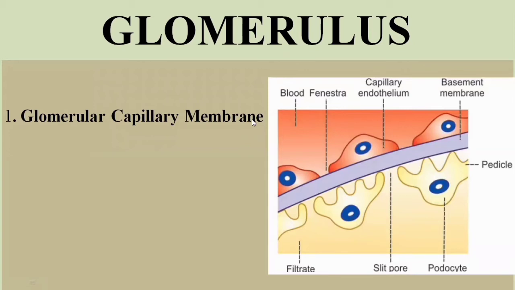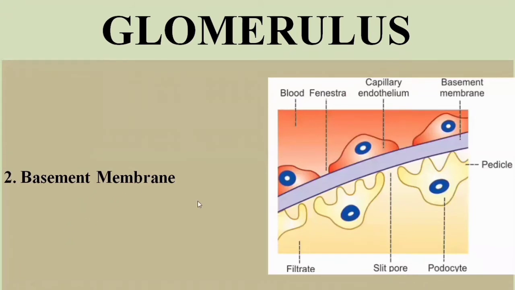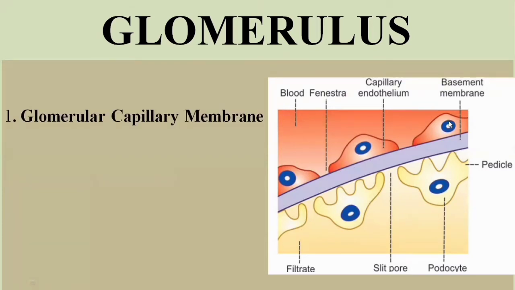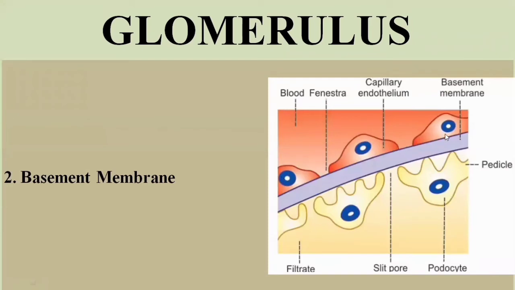Then the next layer, or the next membrane of the glomerulus, is known as the basement membrane. This basement membrane actually separates the glomerulus from the Bowman's capsule. On one side it is attached to the endothelial cells of the capillary membrane of the glomerulus, and on the second side it is attached to the Bowman's capsule layer.